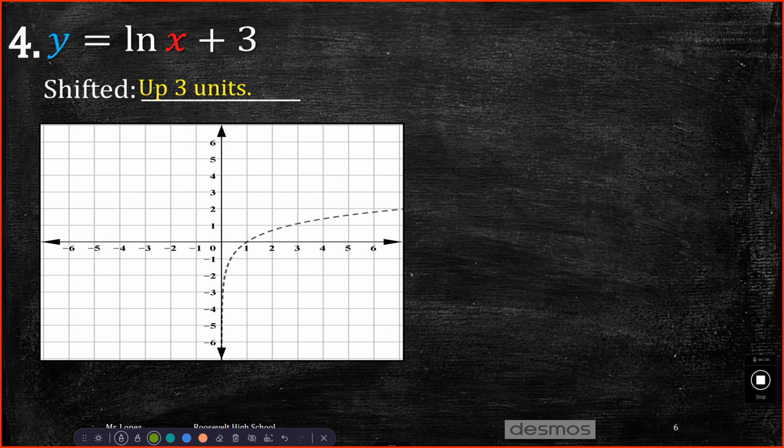So if this is y equals ln x, which follows the same shape as log, pretty much the same. y equals ln x plus 3 is shifted up 3 units. 1, 2, 3. Same thing, nothing changes. Looks like that.